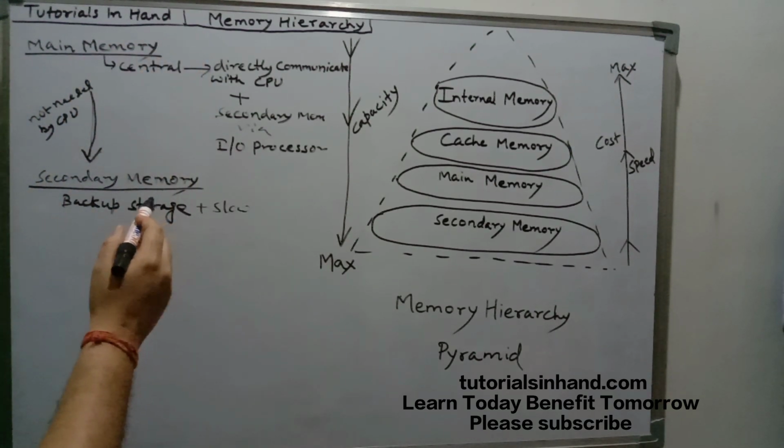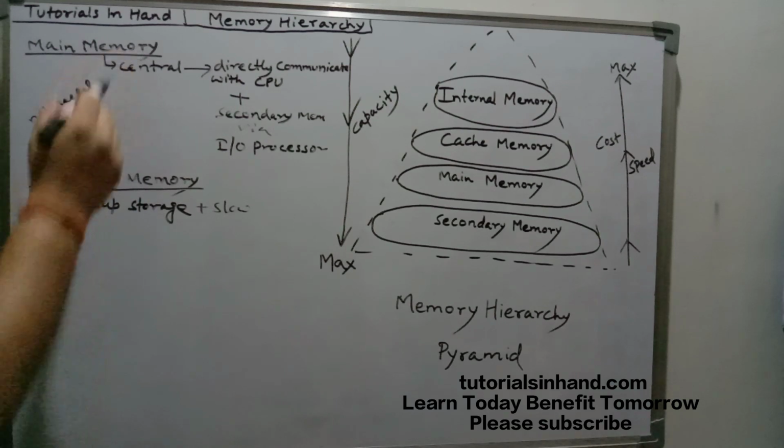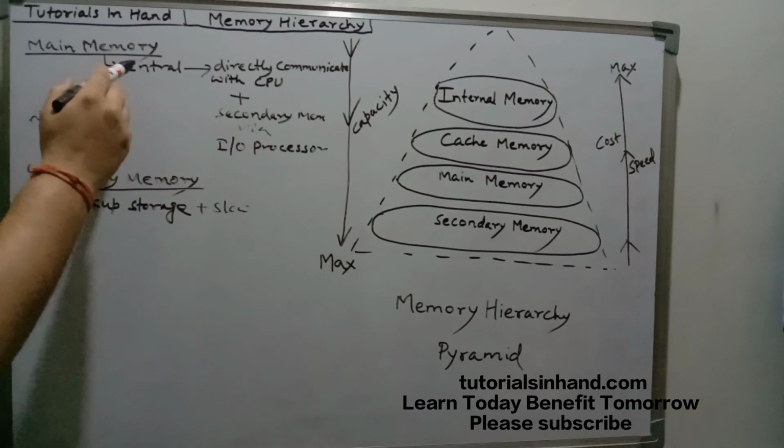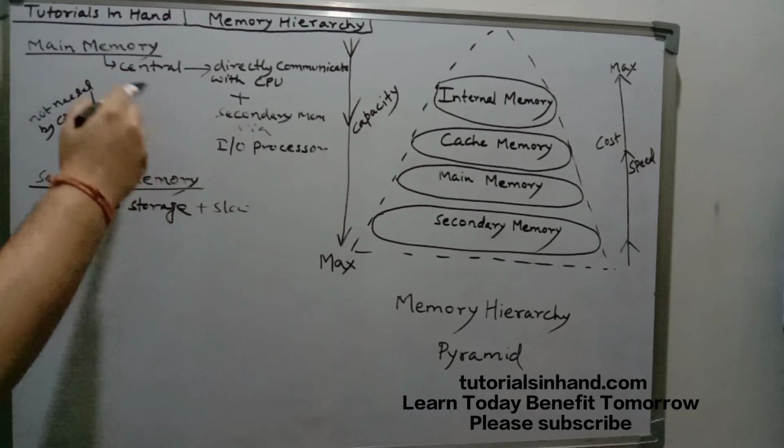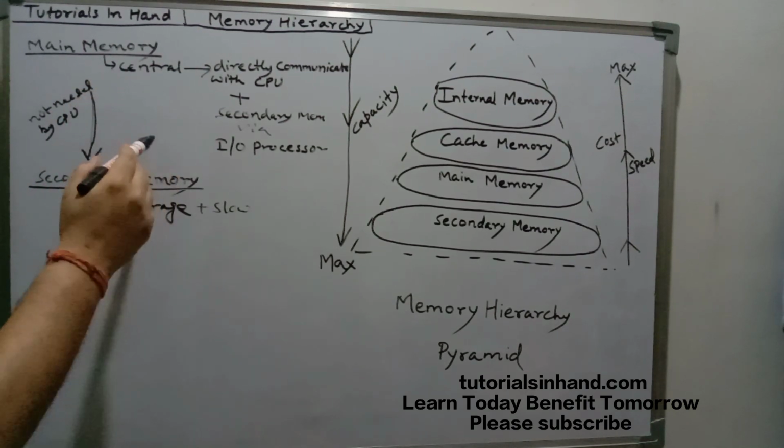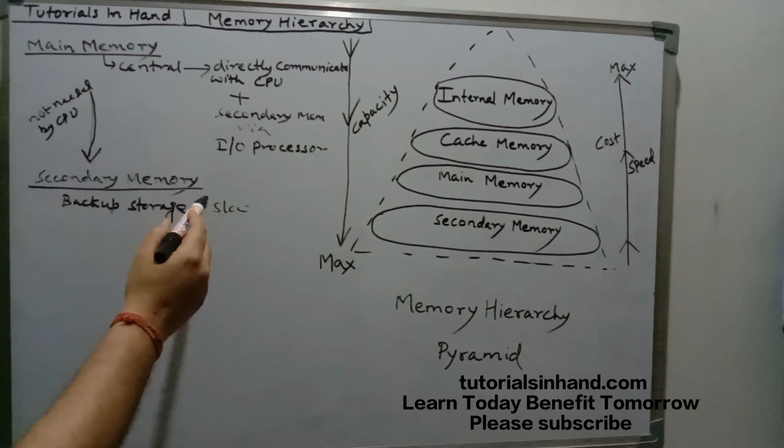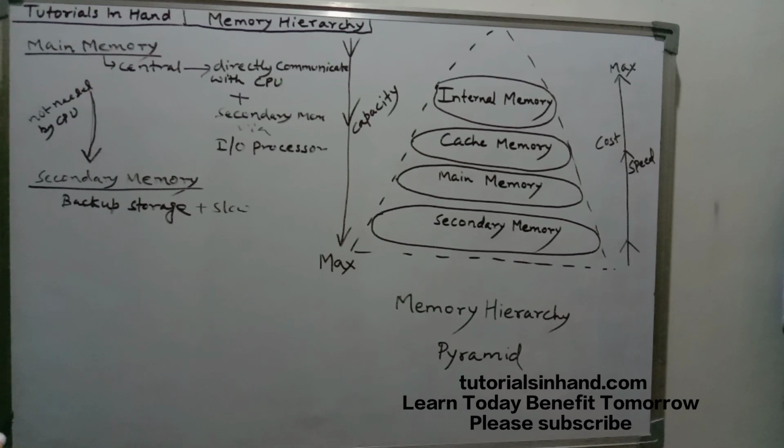Here we need to understand that main memory is a bit faster than secondary memory, and it has less storage than secondary memory. That is why the data and instructions which are not needed for current execution by the CPU are transferred to the secondary memory. So secondary memory is used as a backup storage.